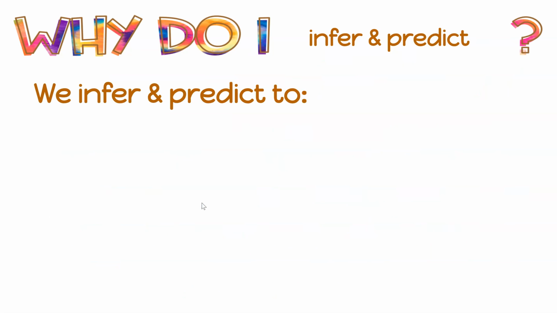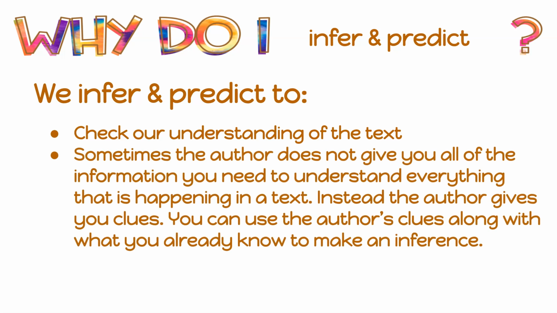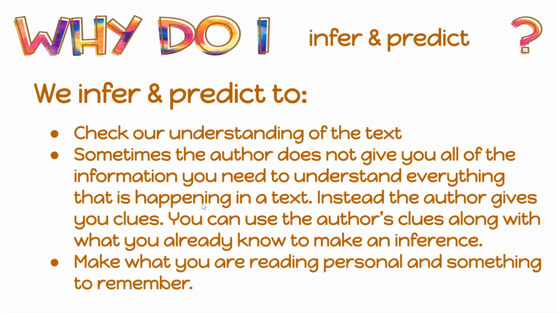Why do we infer and predict? We do so to really check our understanding of the text. Sometimes the author does not give you all the information you need to understand everything that's happening in a text. Instead, the author gives you clues. You can use the author's clues along with what you already know to make an inference. And finally, we infer and predict to make what you are reading personable and something for you to remember.